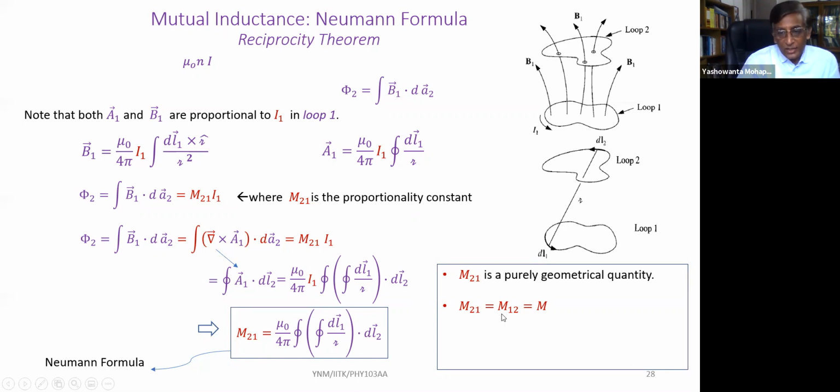And hence, I need not say which is the source and where I am calculating. So mutual inductance is simply M. Okay, M21 is equal to M12, which is M.